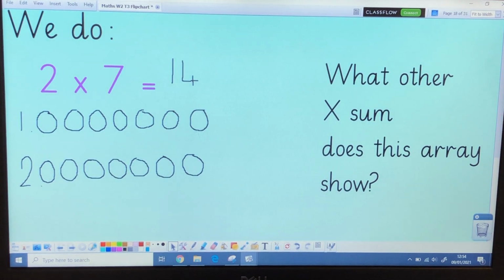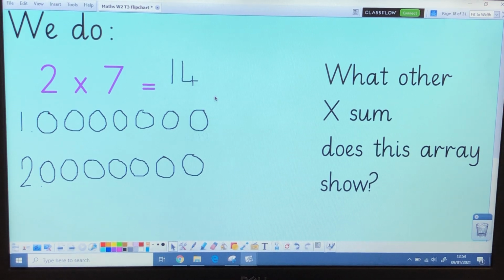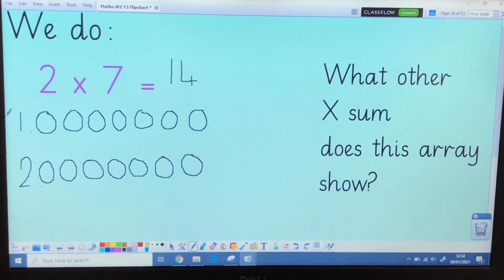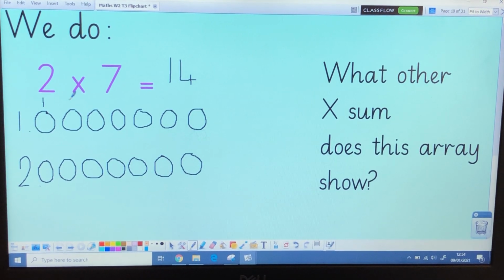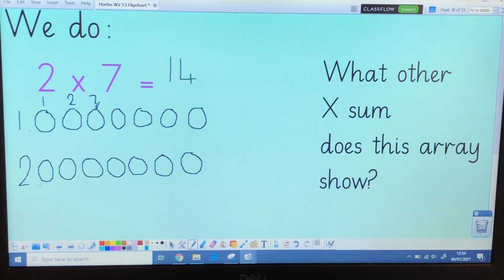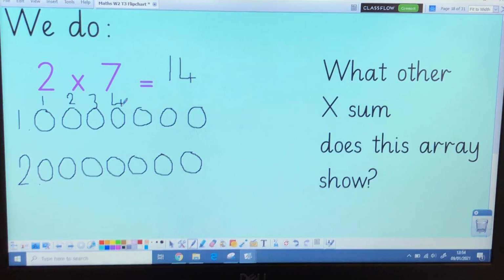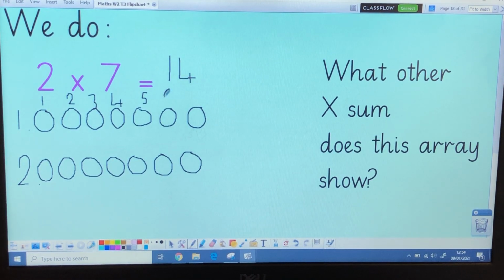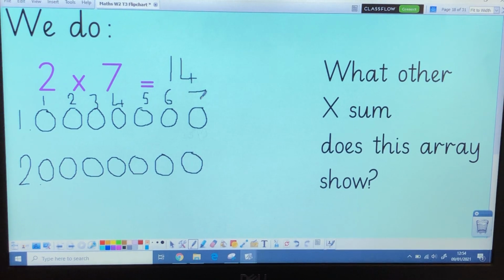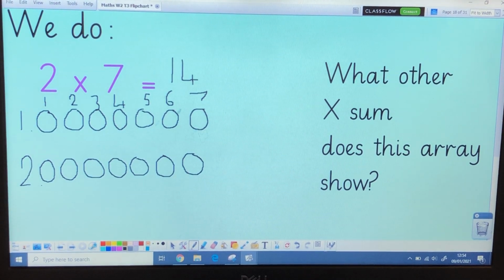Oh, okay, so what other times sum does this array show? So we've got our 2 groups going this way, but how many groups of 2 have we got going down? Let's see. Let's put our numbers at the top. 1, 2, 3, 4, 5, 6, 7. We've got 7 groups along the top. And how many counters do we have in each group? That's right, we've got 2.